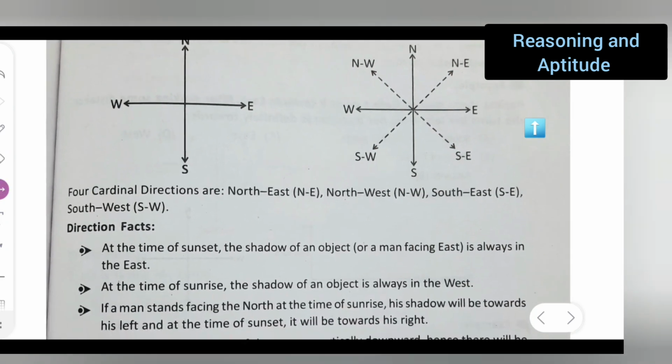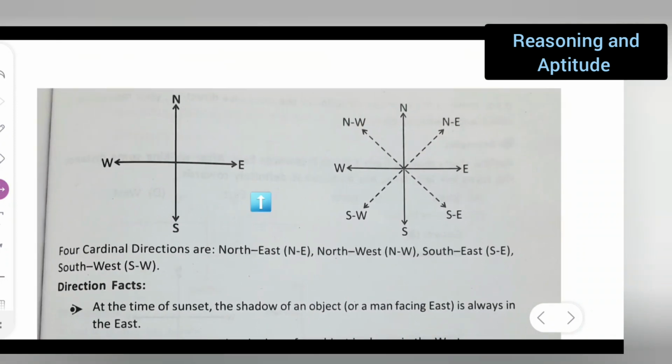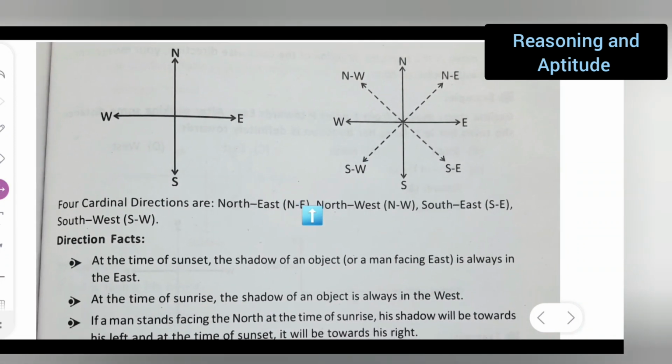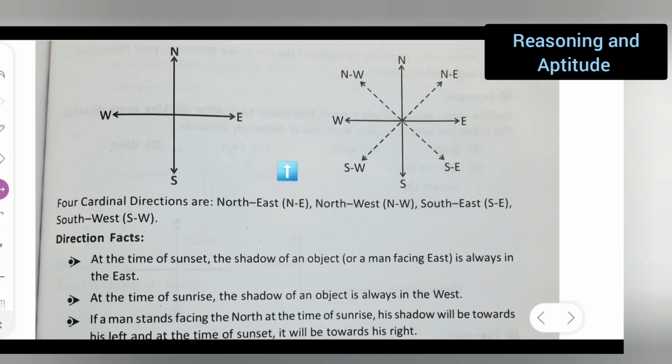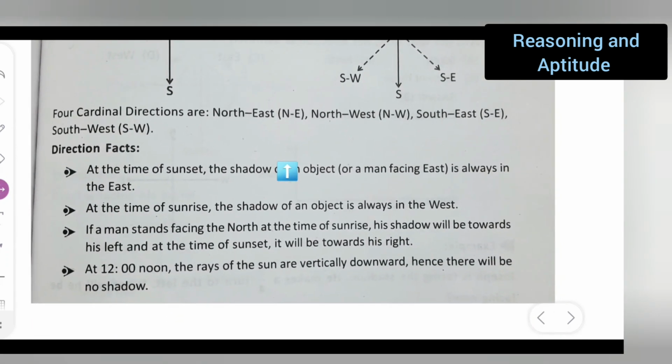Now moving towards the next part, you all can take down this. Draw this and keep it. For the cardinal directions, northeast, northwest, southeast, southwest, I have already explained this here. Now these are the direction facts. In the next topic you can take down the direction facts.